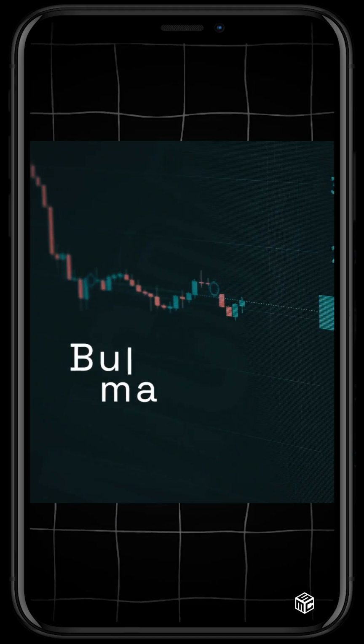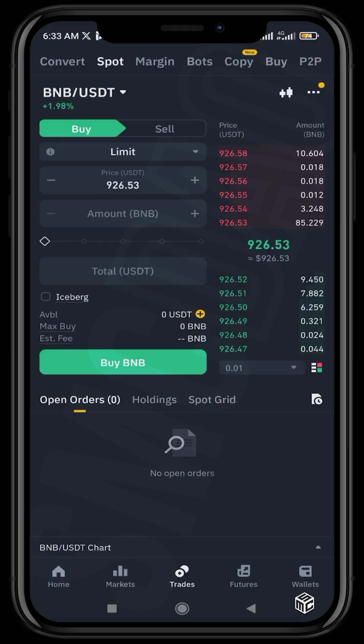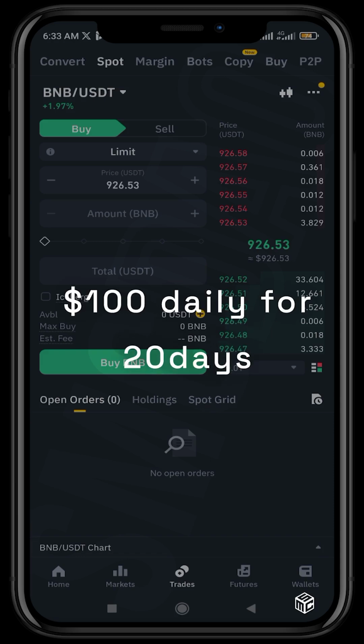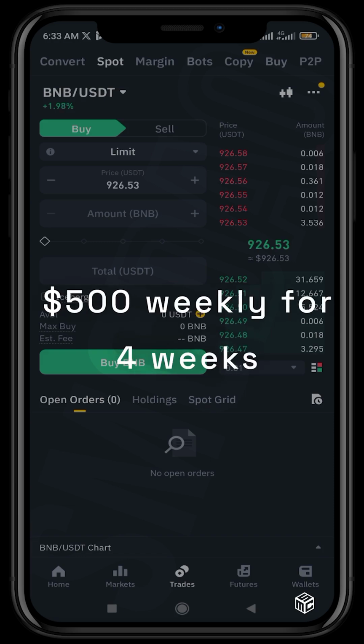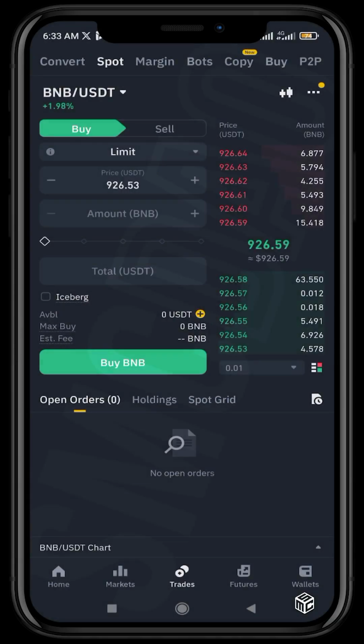Now let's build a dollar cost averaging example using BNB. I'll be using Binance for this illustration. Let's say you want to invest $2,000 in BNB. The first thing you want to do is set your budget and frequency. You can choose to invest $100 daily for 20 days, $500 weekly for 4 weeks, or $500 monthly for 4 months. Just set an amount you can afford consistently.